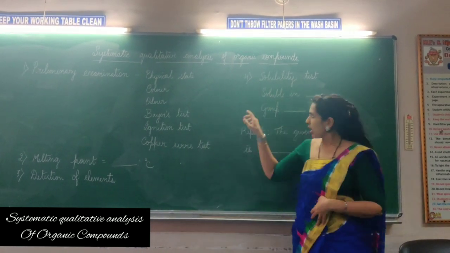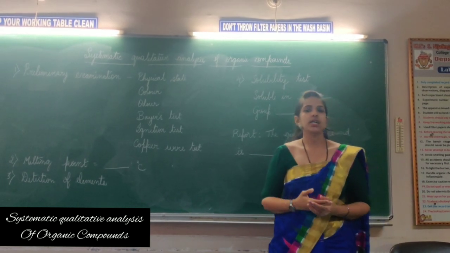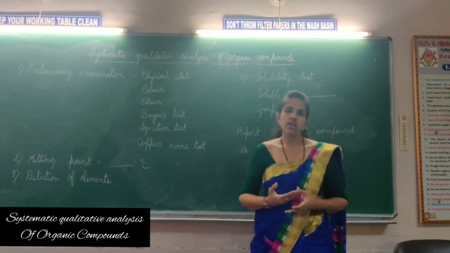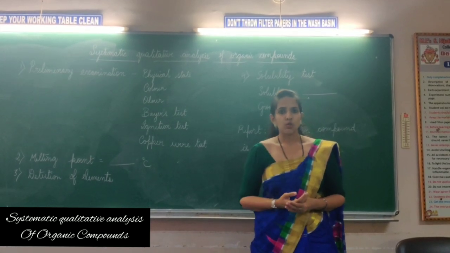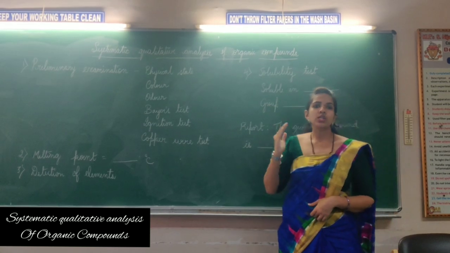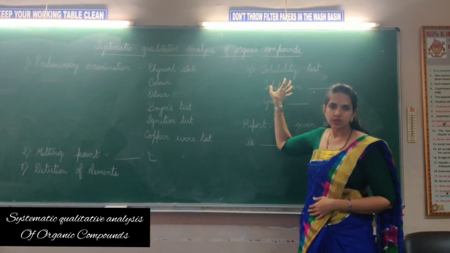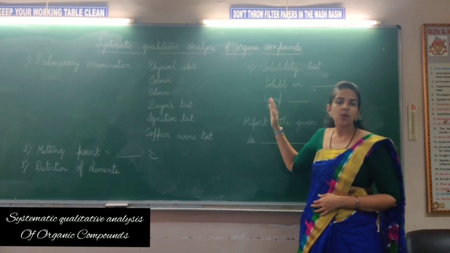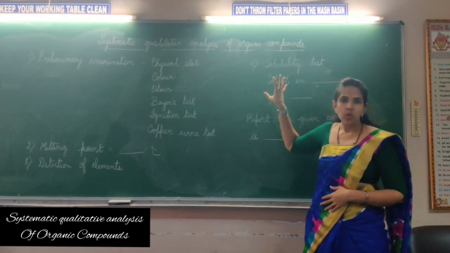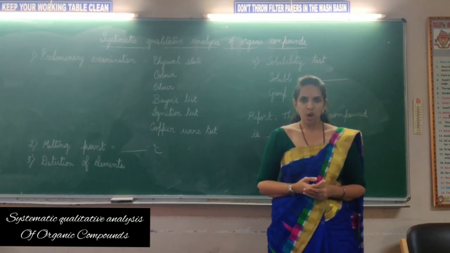Then we are finding out the solubility of this compound. So we are checking whether it is soluble in water or in dilute HCl and so on. Based on the solubility, we can identify which solubility group the compound belongs to. Based on this step, we can identify the functional group that is present in the molecule.